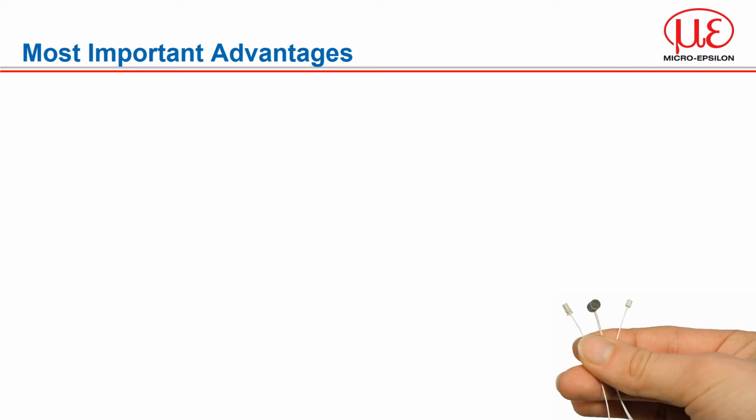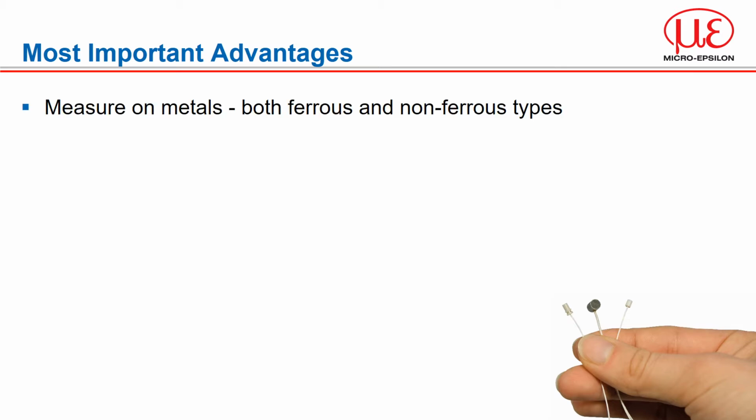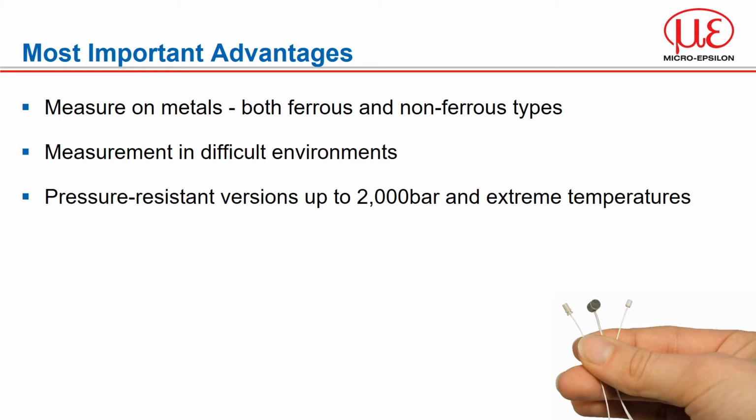The most important advantages of eddy current technology are they only measure against metal targets, and we can measure against ferrous and non-ferrous materials. They can measure in hostile environments. Dirt, dust, oil are not affecting the measurement. Small sensor designs allow for use in high pressure environments up to 2000 bar and temperatures up to 200 degrees C. They offer very stable, robust measurements.